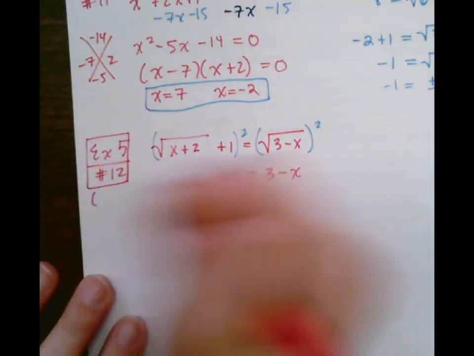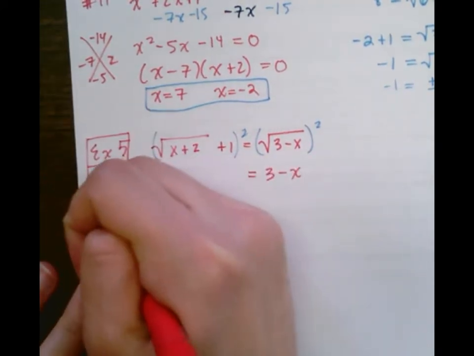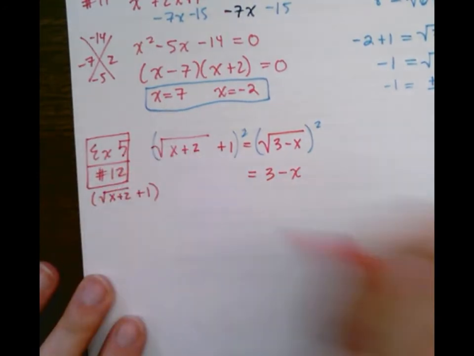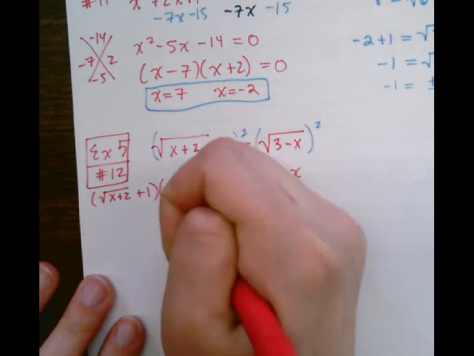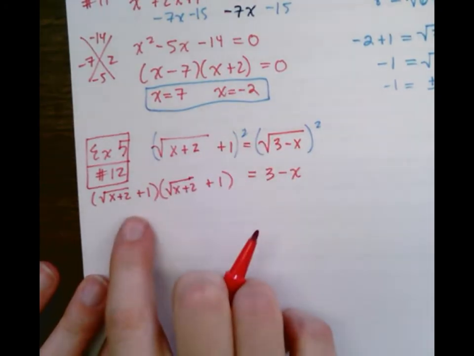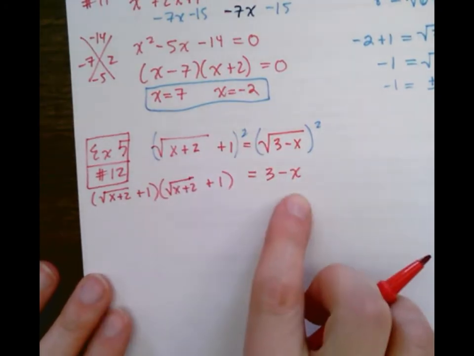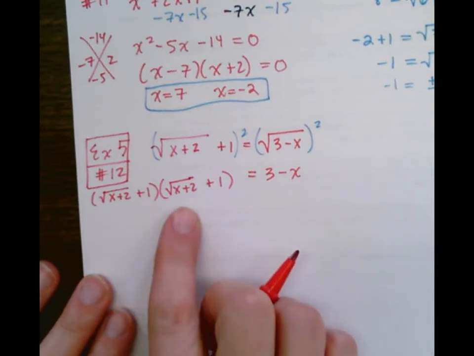So I'm doing, just to clarify, that's all the problem, the square root of x plus 2 plus 1 times another square root of x plus 2 plus 1. So this thing is all equal to 3 minus x. Now, to do this, I actually need to FOIL this out.